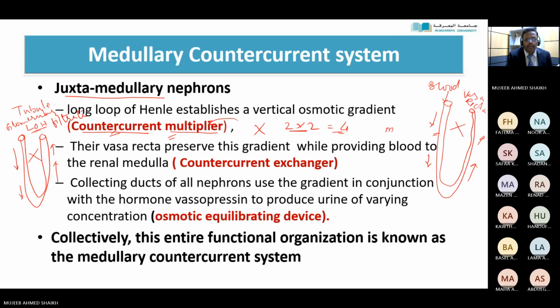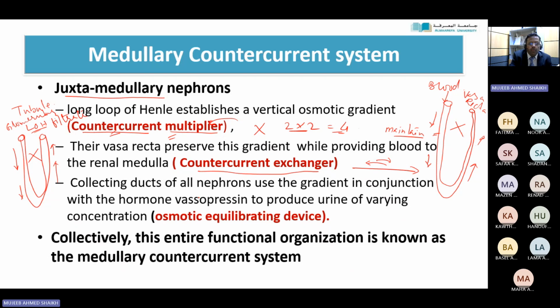And that's why it is maintaining the osmolarity, the osmolar gradient. This is known as the countercurrent exchanger. For the vasa recti, it is known as the countercurrent exchanger. I will tell you what is the meaning of exchanger. Exchange means something is exchanging, going from here and down and coming back into the blood. So that is the exchanger.